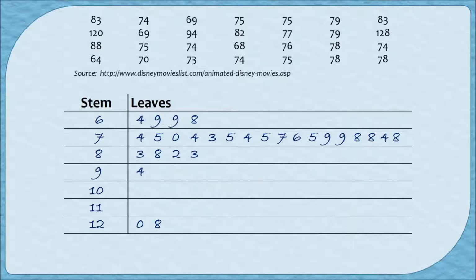Now, we were directed not only to make a stem and leaf plot, but also to identify the shape of our graph. In this case, it may be easiest to identify the shape by rotating the graph 90 degrees. When we rotate the graph, we want the smaller stems to end up on the left-hand side and the larger stems on the right-hand side.